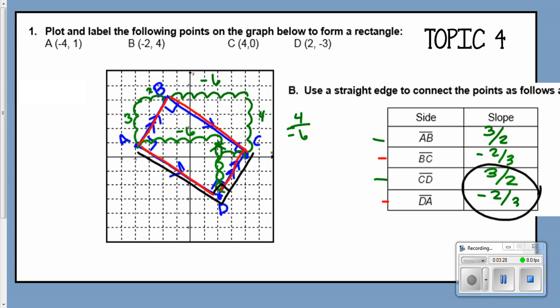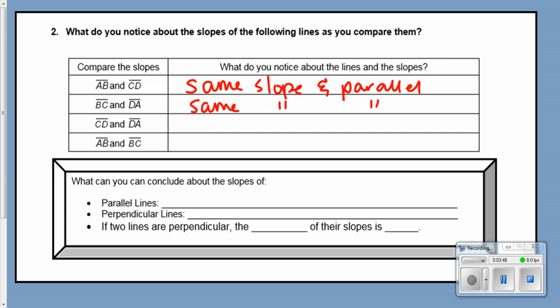And then when I look at their slopes over here, 3 halves and negative 2/3, I notice two things. If I actually had a class with me right now, I would ask, and hopefully you would notice these as well. But I noticed that the fractions are just reciprocals of each other. One's flipped over, right? And one is positive and one is negative. So I'm going to say opposite to imply the sign is different. Opposite sign and reciprocals. And I'm also going to write that the lines are perpendicular.